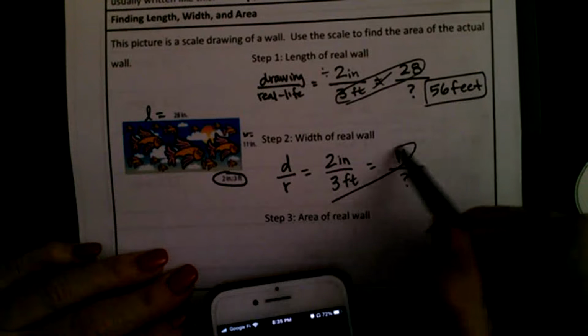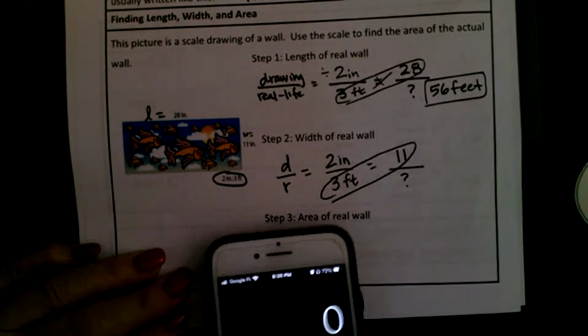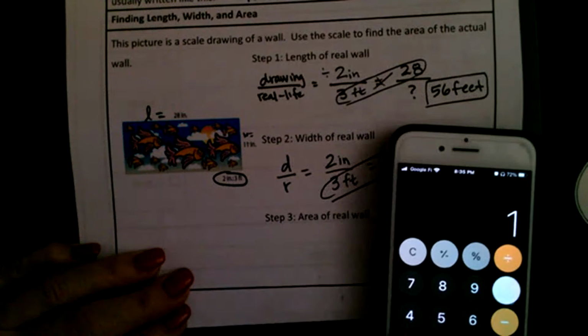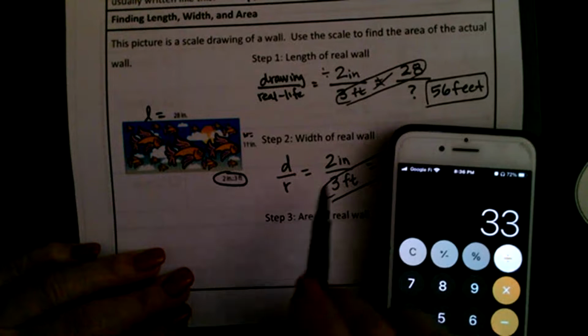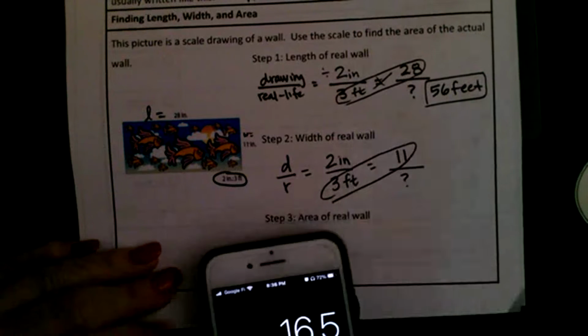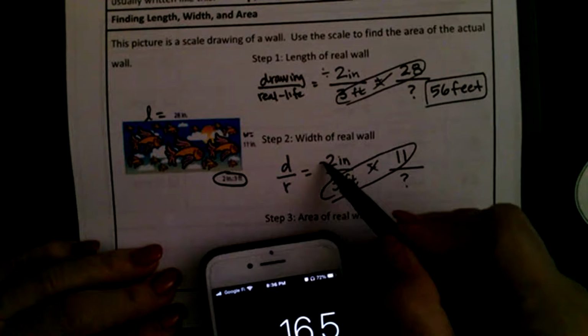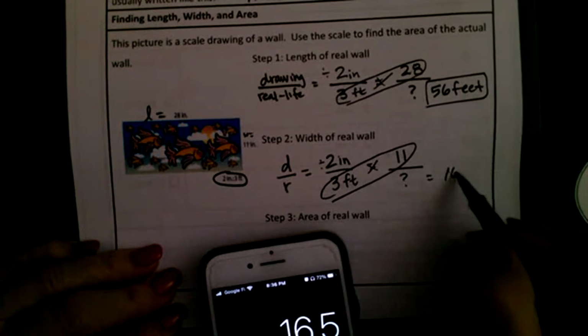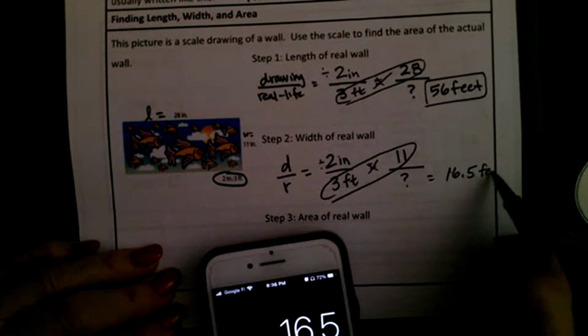Again, I'm going to do 3 times 11. 3 times 11 is 33, divided by that 2, and I'm going to get 16.5. So 3 times 11 divided by 2, and I get 16.5 feet.